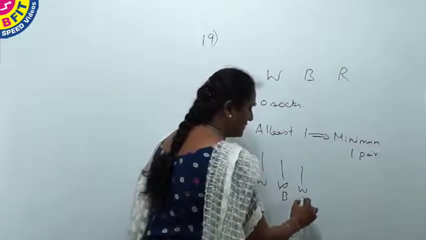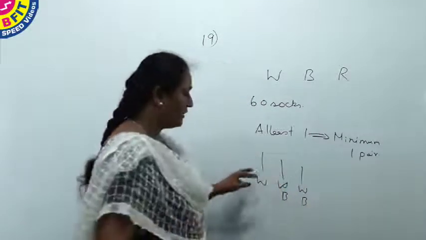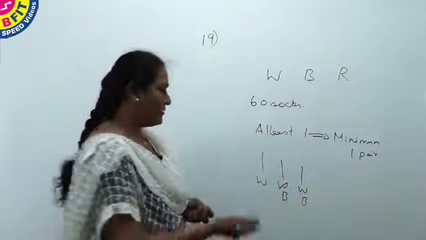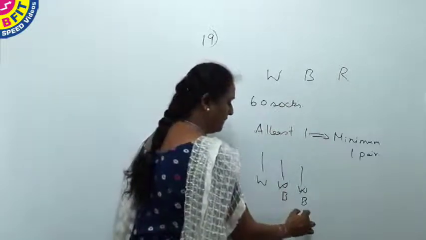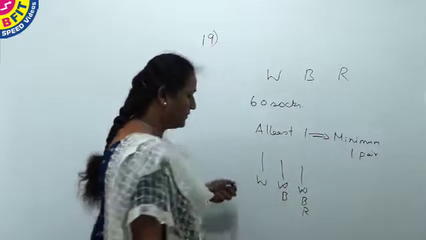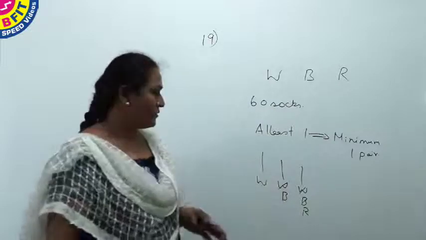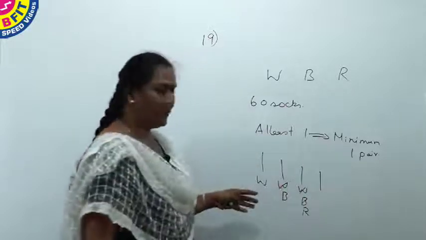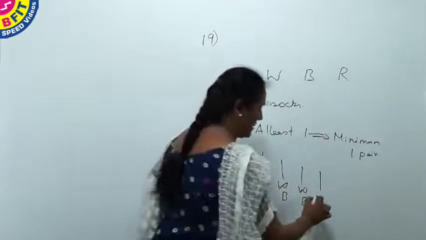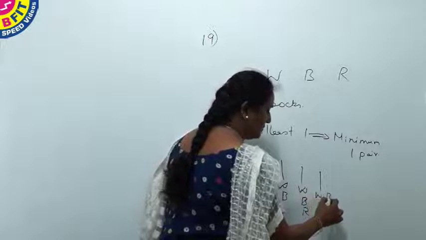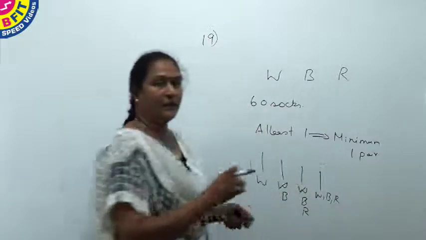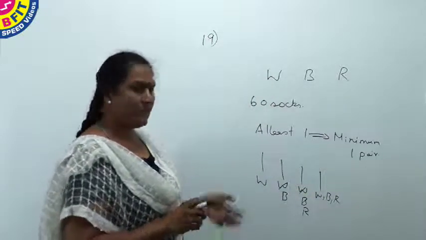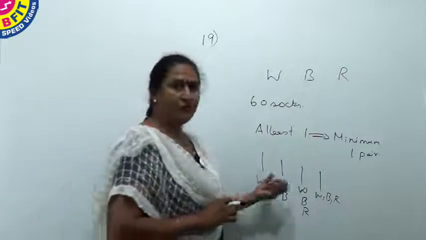If he gets black or white, then he'll get one pair. Suppose it is not black or white, if it is red, he hasn't got one pair, so he'll go for the fourth draw. So here, whichever color of sock it is, black, white or red, he'll get one pair. So to get at least one pair, he should make 4 draws.